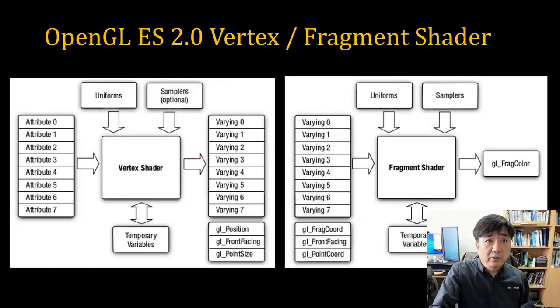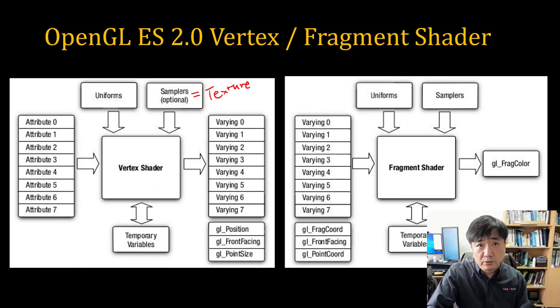Okay, the vertex shader looks like this. This is a block diagram of the vertex shader and fragment shader. The vertex shader uses vertex attributes, uniforms, and samplers, which are a kind of texture image, as input. Attribute, uniform, and sampler are input data, and the output is varying variables. gl_Position, gl_FrontFacing, and gl_PointSize are generated by the vertex shader. They go into the fragment shader as input, so the varyings and gl_Position. Also, we can use uniform input and texture input. The final output of the fragment shader is gl_FragColor.